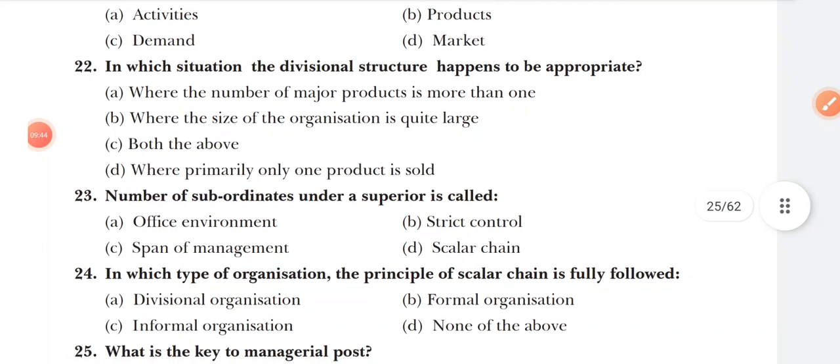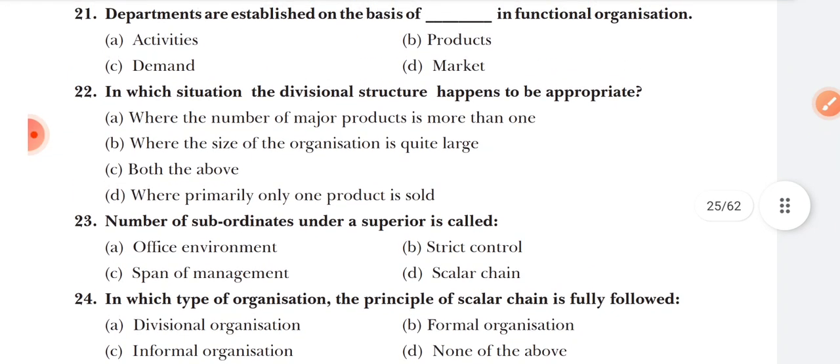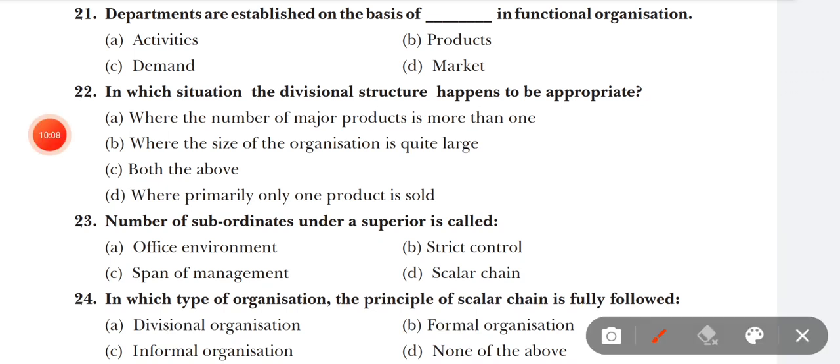Now question 24. In which type of organization the principle of scalar chain is fully followed? Option A. Divisional organization. Option B. Formal organization. Option C. Informal organization. Or option D, none of the above. And the correct option of this question is option B, formal organization.